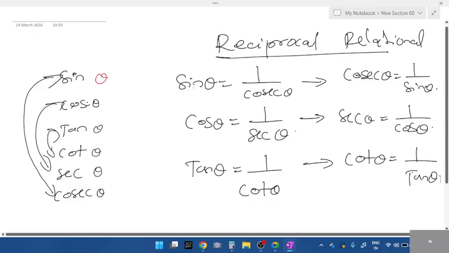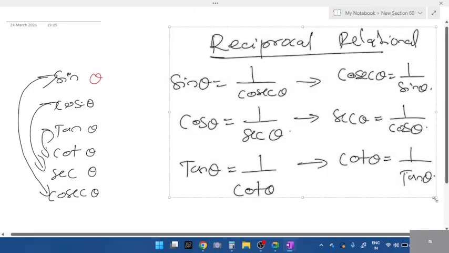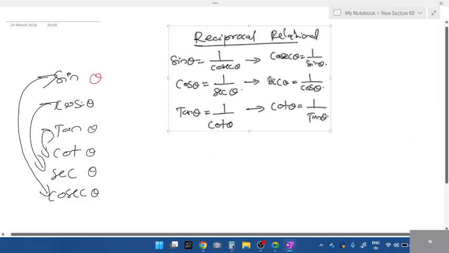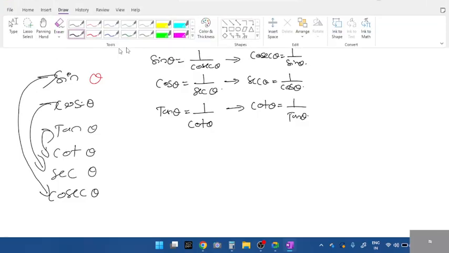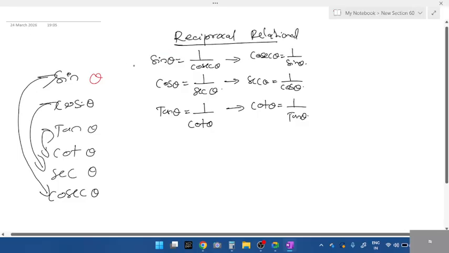Let me know if you all have done. These are the reciprocal relations, students. In these trigonometry ratios, we have three concepts: one is reciprocal relation, the other one is square relation, and complementary angles relation. So reciprocal is done. Next is quotient relation. There are two special formulas for quotient relation.